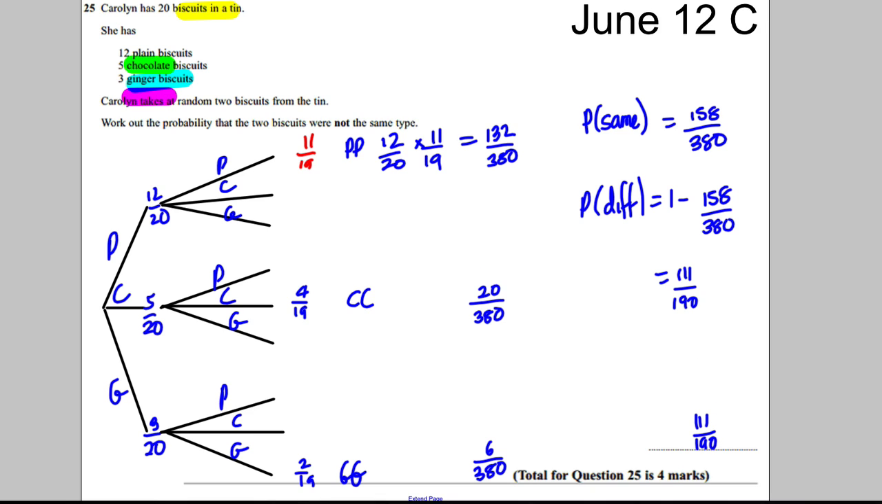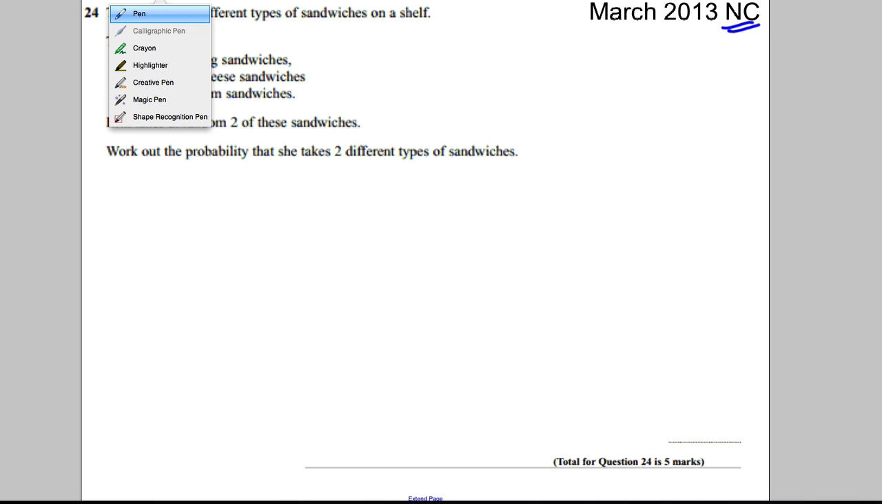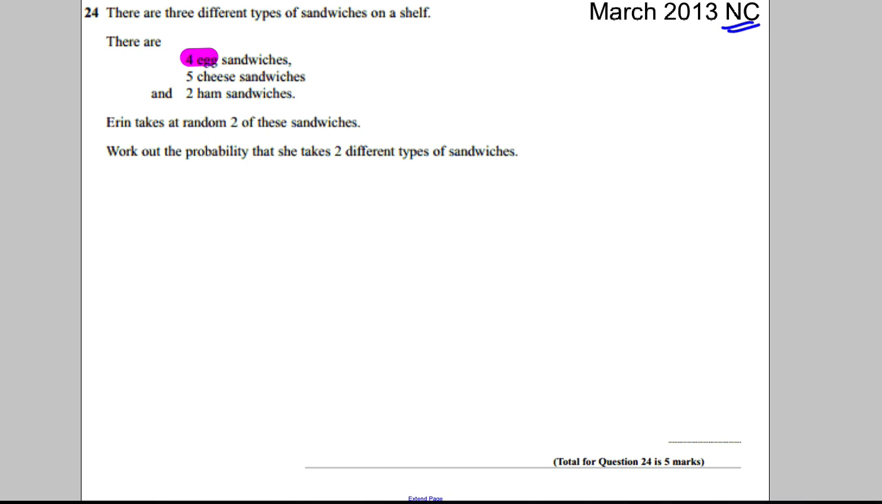Next question, pause the video, try it. Non-calculator this time. Okay, exactly the same idea. There are different sandwiches: 4 egg ones, 5 cheese ones, and 2 ham ones. In total, 4 add 5 is 9, add 2 is 11. Takes 2 at random. What's the probability that they're different? It's exactly the same idea as we've done previously.